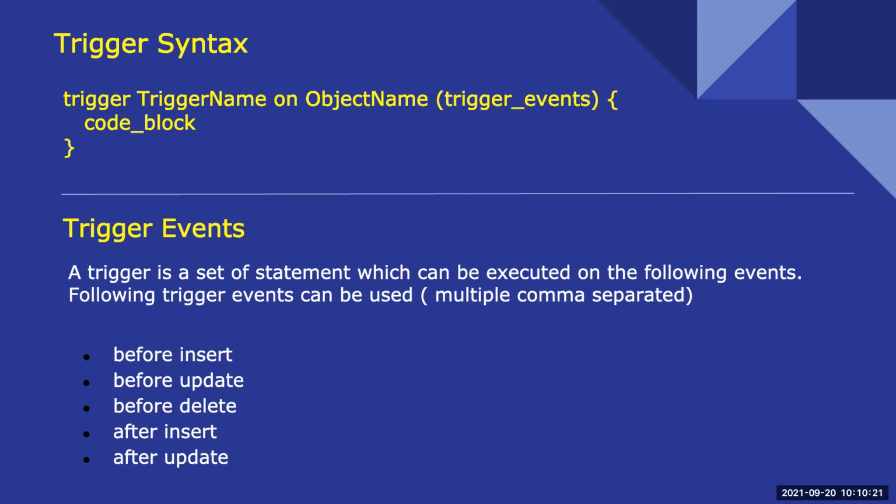What trigger events mean, we'll be discussing in the next section, which says a trigger is a set of statements which can be executed on the following events. As we studied in the definition, these are before or after any DML operation. Here are the trigger events: before inserting a record, before updating a record, before deleting a record, after inserting a record, or after updating a record. These can be in place of trigger events in the syntax you see.